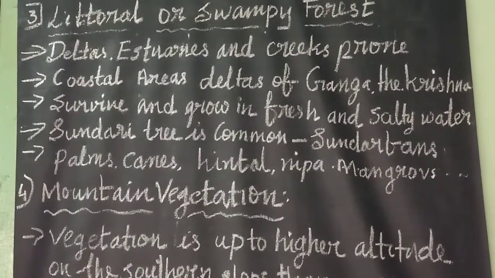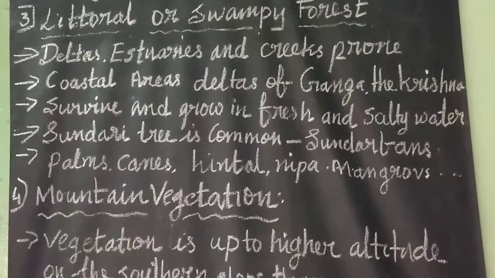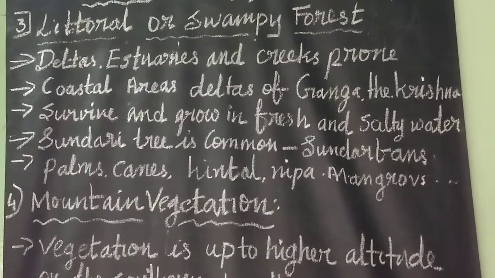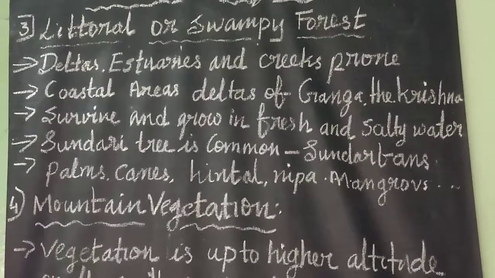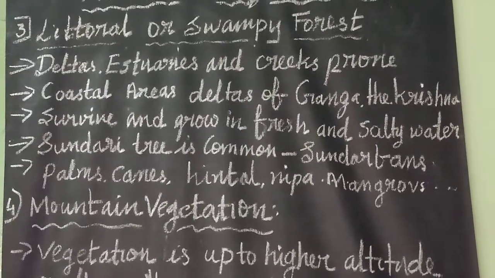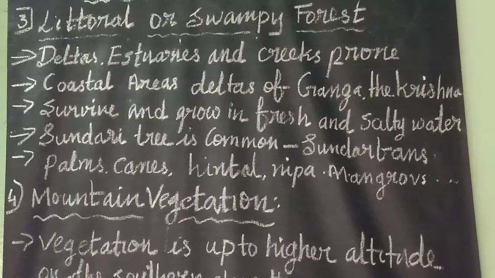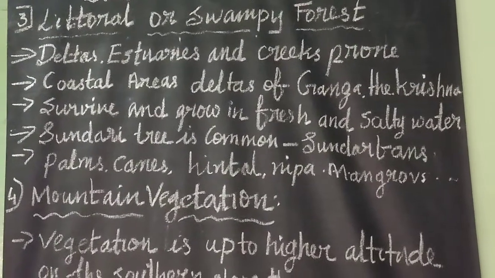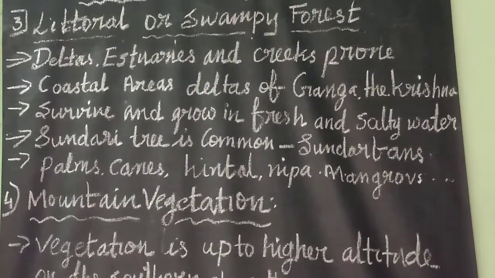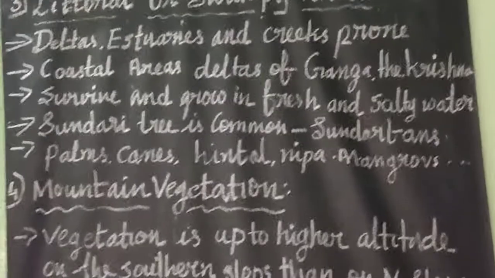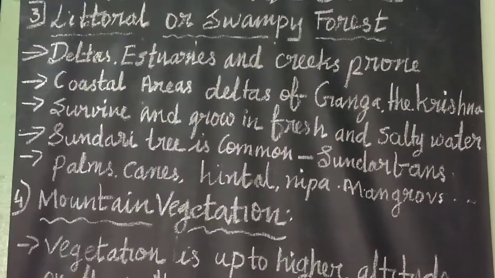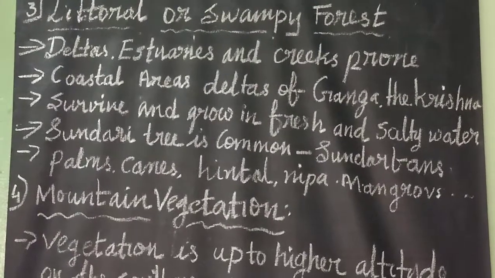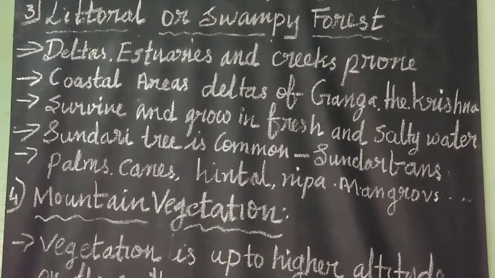These occur especially along coastlines, confined to the deltas of the Ganga, Mahanadi, Godavari, Krishna, Kaveri, like that. Only in deltas can we see this type of forest. One special feature of this forest is that it can survive both in fresh water as well as in salt water.